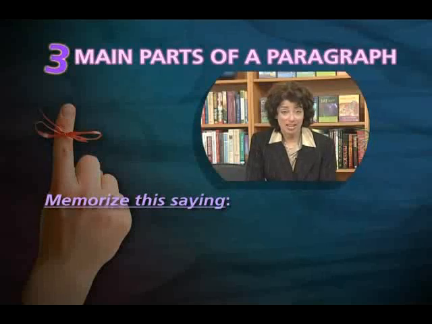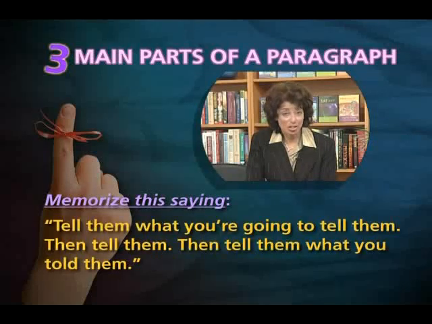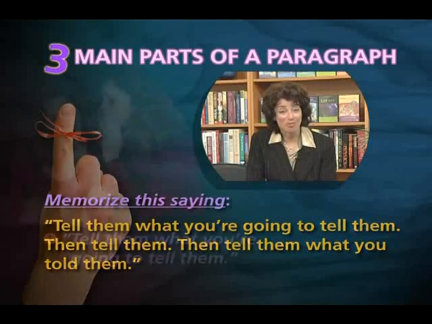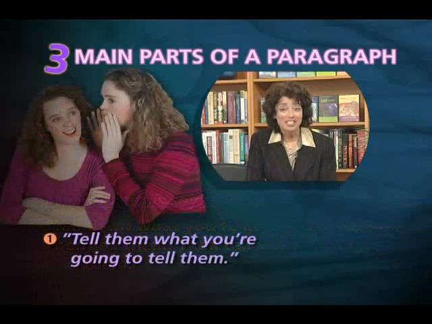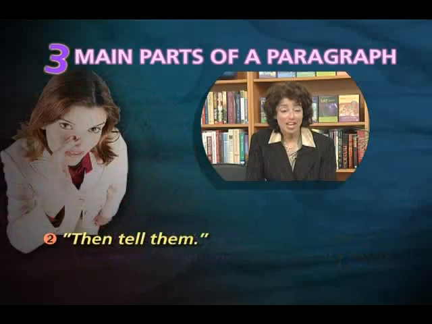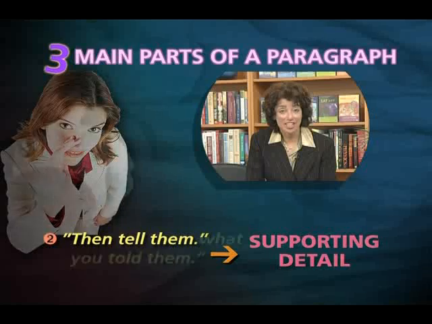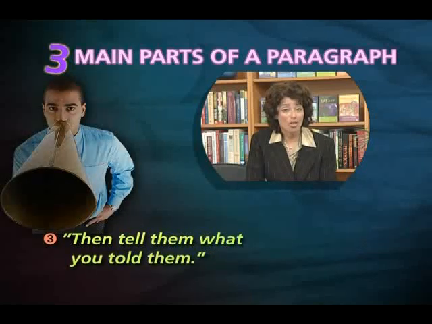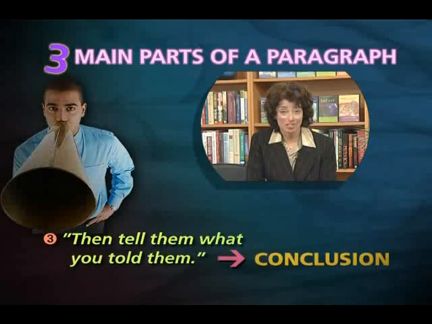Another way to remember the 3 main parts of a paragraph is to memorize this old saying: Tell them what you're going to tell them, then tell them, then tell them what you told them. The first part, tell them what you're going to tell them, is your topic sentence. Then tell them is all of your supporting detail. And then tell them what you told them is your conclusion.